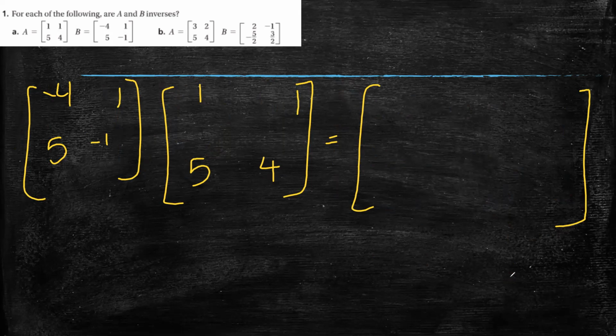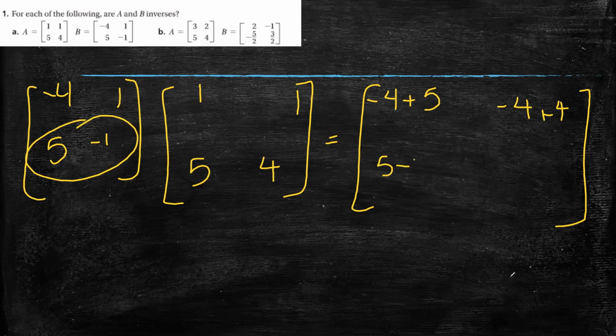Now, -4 times 1 is -4. 1 times 5 is 5. So -4 times 1 and 1 times 5. Then -4 times 1 and 1 times 4. Then 5 times 1 is 5. -1 times 5 is -5. 5 times 1 is 5, minus 4. So you get 1 0 0 1.